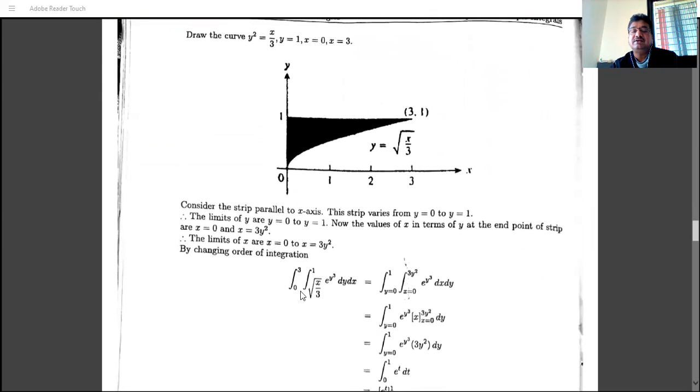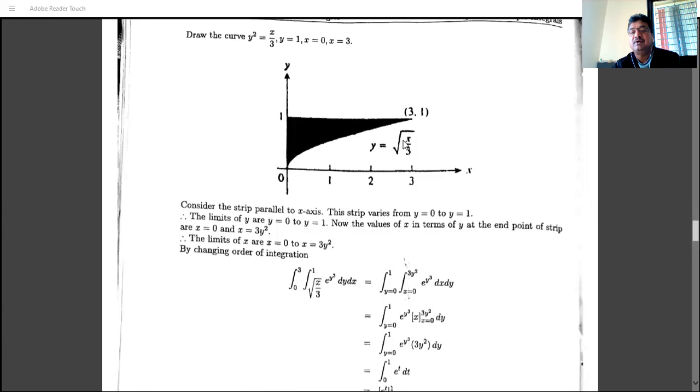And now the given integration is equal to e raised to y raised to 3, instead of dy dx, dx dy, and then x runs from and y runs from. X runs from what? In order to integrate with respect to x, take a strip parallel to the x-axis. Draw the strip parallel to the x-axis like this. One end touches x is equal to 0, so x is equal to 0 is the lower limit, and another end touches the curve y is equal to root x by 3.